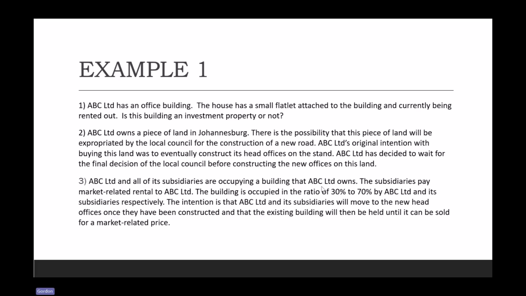Excellent. So you can see that 70% of the building is being occupied by the subsidiary, 30% occupied by the parent. Majority of the building has been rented out, and therefore from the perspective of the holding company, or the parent company, it is an investment property.